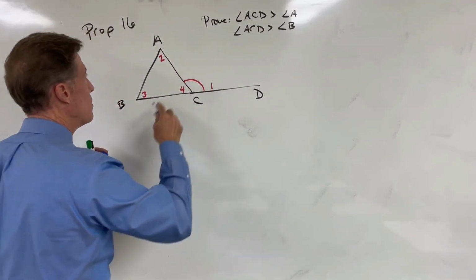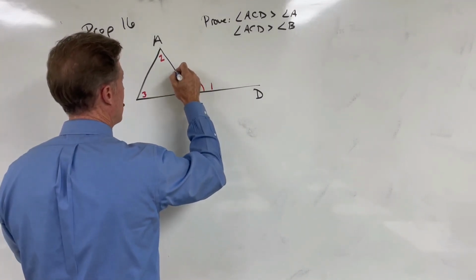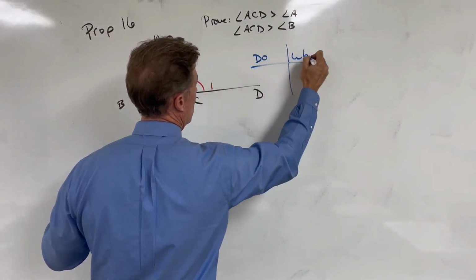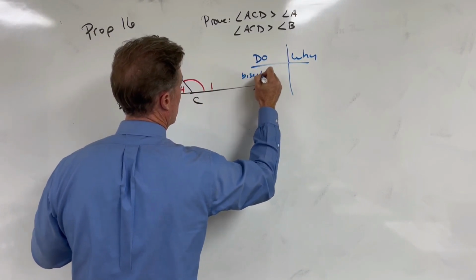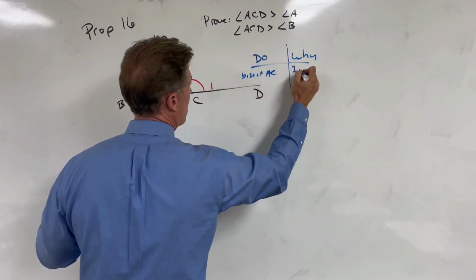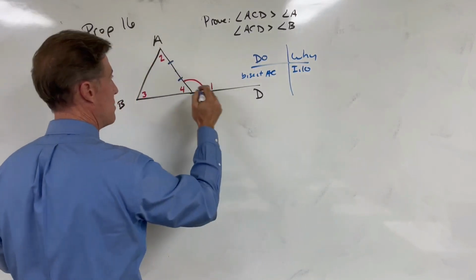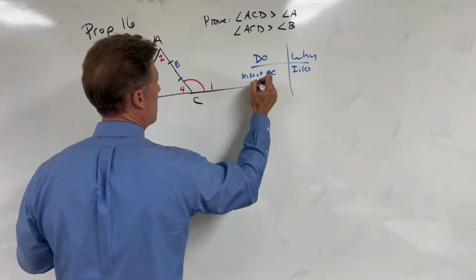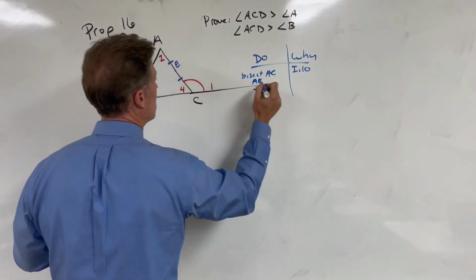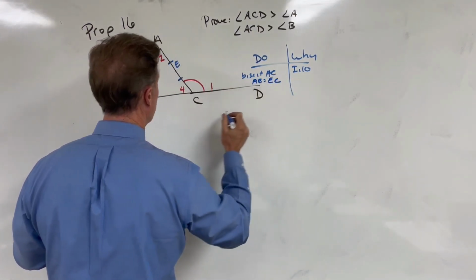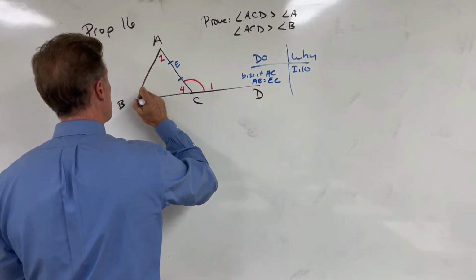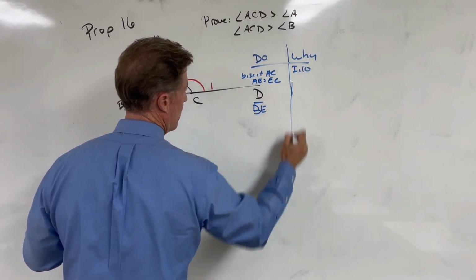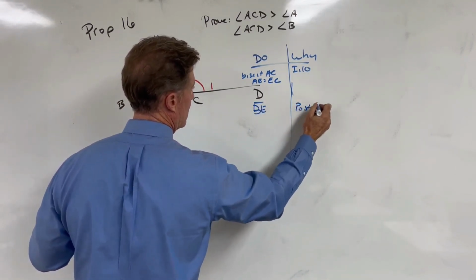The first thing we're going to do is bisect AC into two equal portions, and we know we can do that because Prop 10 allows us to bisect a given straight line. So we'll make this E. We'll make AE equal to EC. And then we can connect B and E. We can do that because postulate 1 allows us to connect any 2 points.